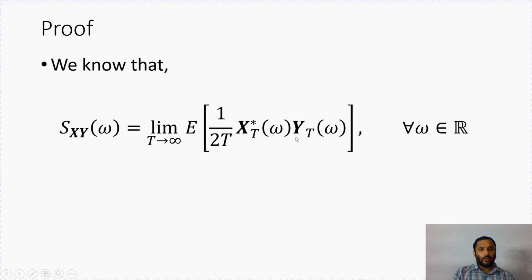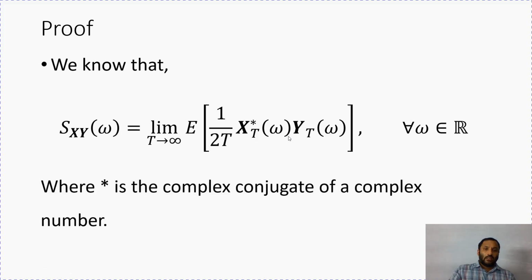X and capital Y do not denote that they are processes. You have to join this with omega, and because this is a function of omega, it is a Fourier spectrum, not a process. Note that point. Now, star is the complex conjugate of that Fourier transform, or the complex number at that particular omega.